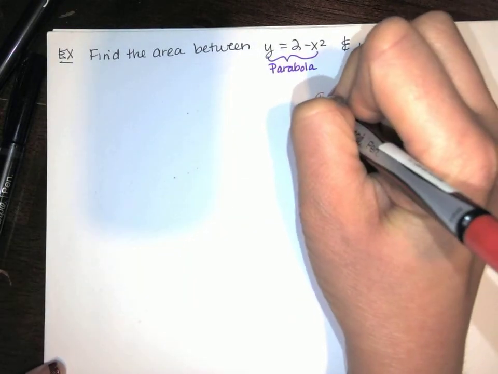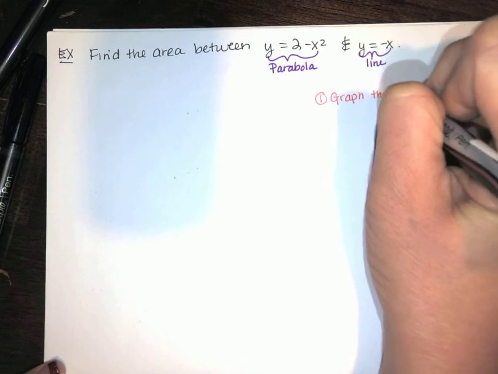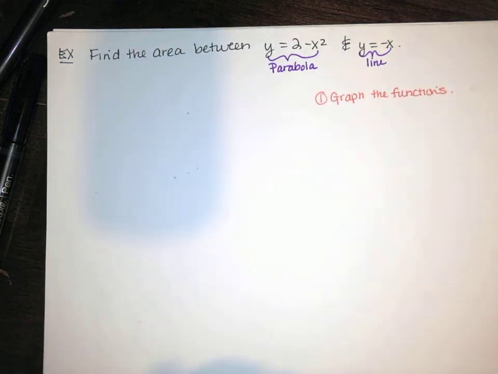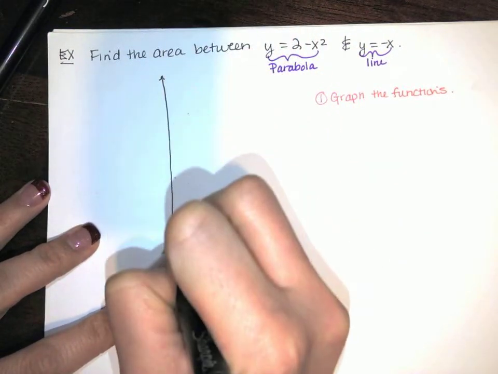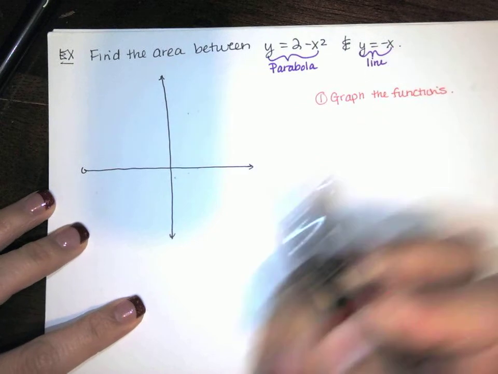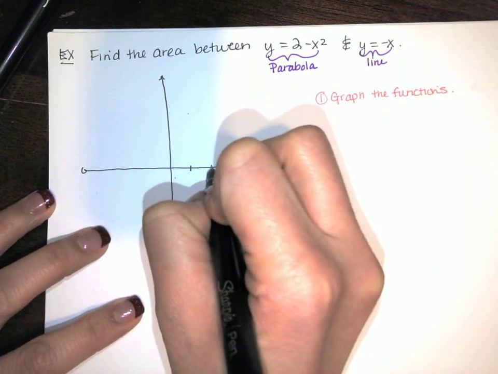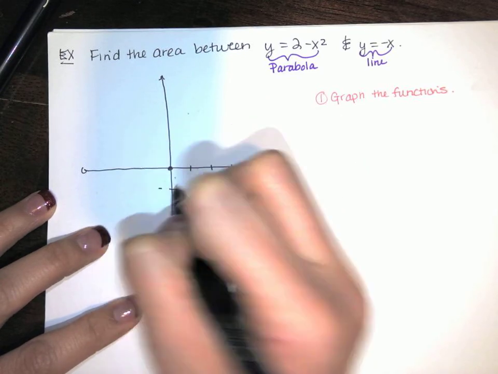So let me give you a list of steps. We're going to start by graphing the functions. I'll do the easy one first. Y equals -x. Looks like this. It goes through the origin, and the slope is -1.